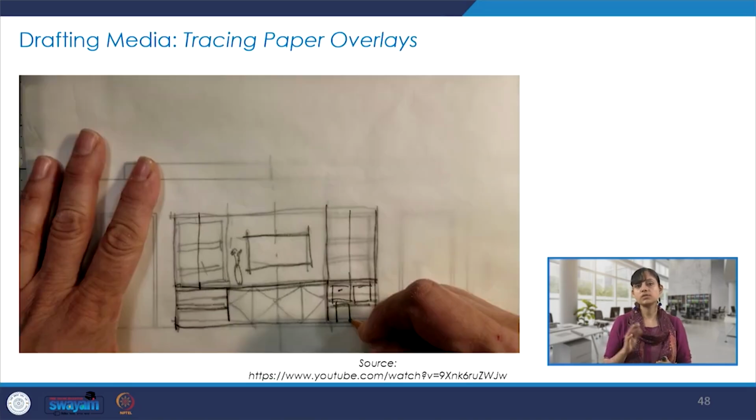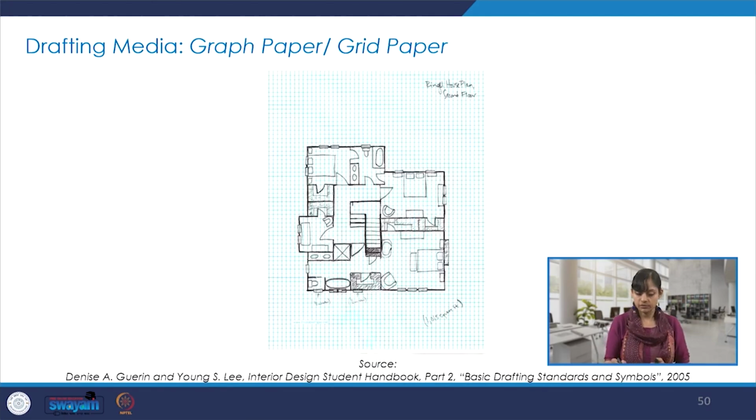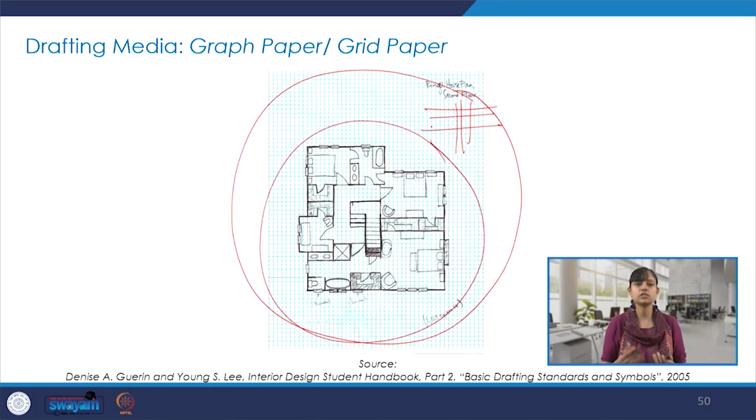Also, we saw some drafting media such as the tracing paper, and these are still common. I use them a lot. They help us achieve concepts and do drafts. There is also something known as a vellum or a tracing vellum that's also used quite often. And then of course the graph or the grid paper, very, very useful, always helps in giving us the idea of scale with the help of this grid, and on that we can make sketches and drawings.